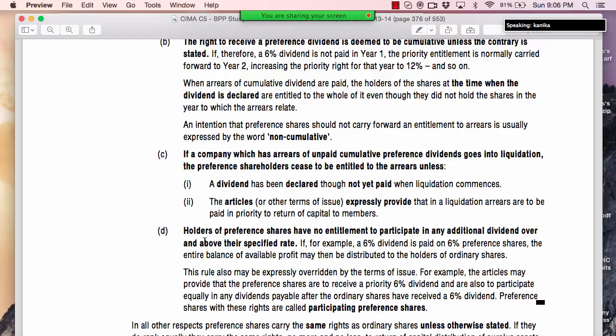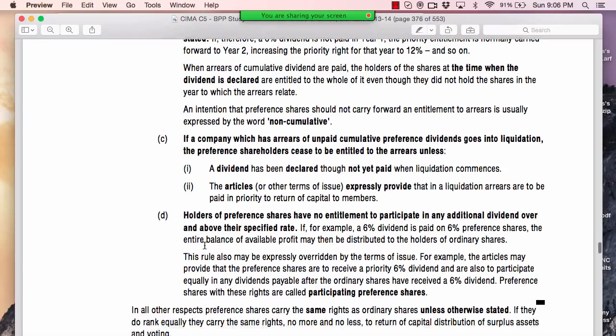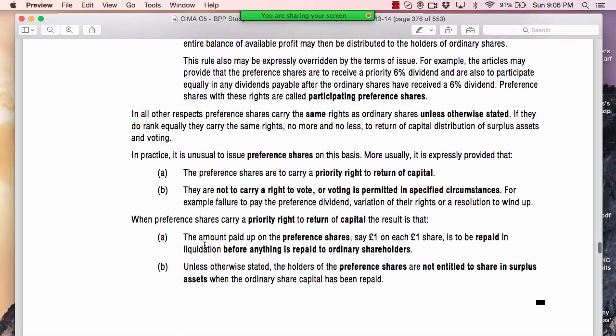Okay, got that. Now the last one is we're saying holders of preference shares have no entitlement to participate in any additional dividend over and above the specified rate. We spoke about this. We said, well, these guys are not going to get anything more, even though we have liquidated the assets and we got a really good return on that. But the preference shareholders will not get part of it. Is that clear? Yeah, got that.